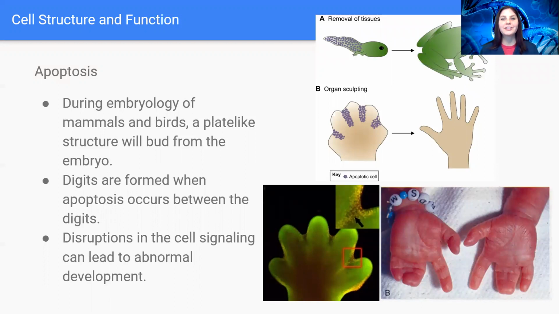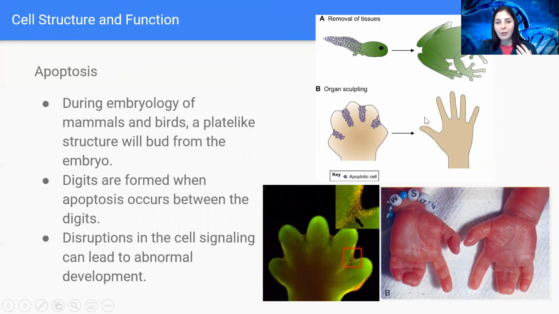So fun fact, during embryological development in mammals and birds, we have this plate-like structure that will bud from the embryo. Digits are actually formed when apoptosis occurs between the digits. So if you look right here, these cells right here are undergoing programmed cell death, or the process of apoptosis, meaning they are going to die. Now when that happens, the tissue dies because tissues are composed of cells. So those cells die, the tissues die, and now we have actual separated digits.